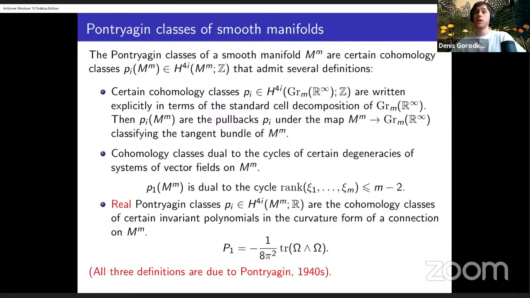You can also define real Pontryagin classes in terms of curvature. This goes along with Chern-Weil theory, and you have to write some invariant polynomial in the curvature form of some connection on your manifold M. All of those definitions are due to Pontryagin in the 1940s.